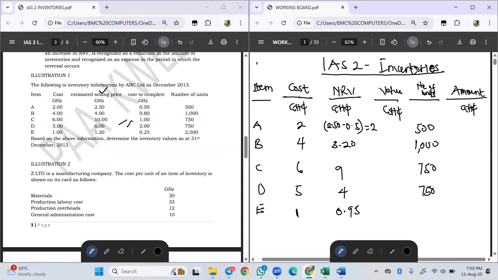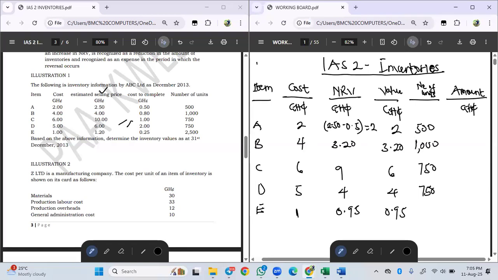So now let's compare. We are choosing the lowest amount. So for A, cost is 2. The NRV is 2. So we are going to choose 2. They are the same. Okay. The B2, we are going to choose the lowest one. That is 3.2. C, you will choose 6. You choose 4 here. You choose 0.95.